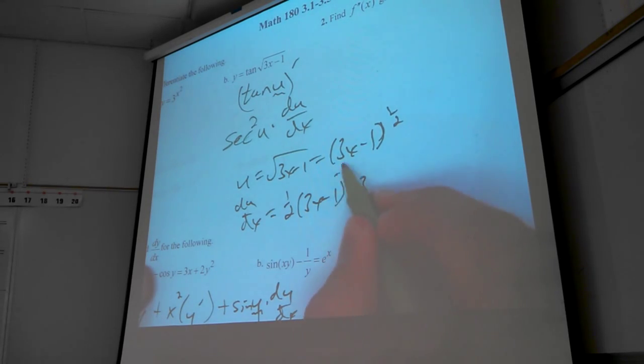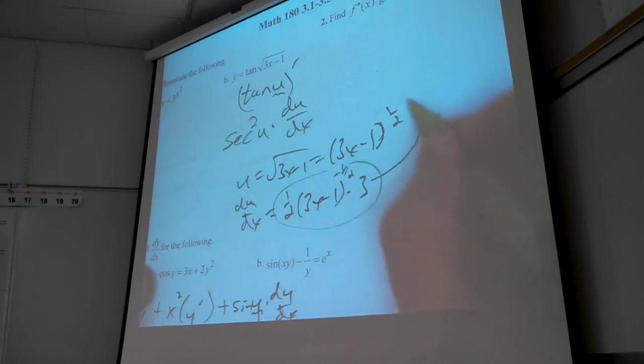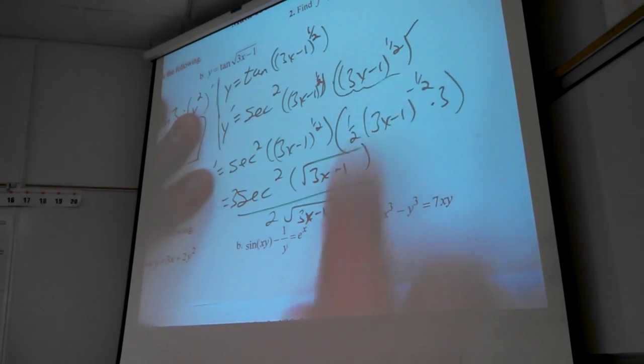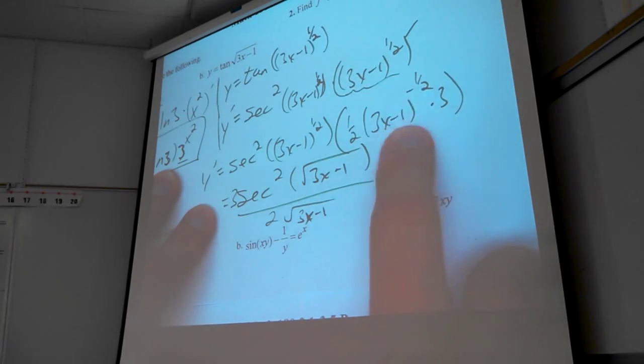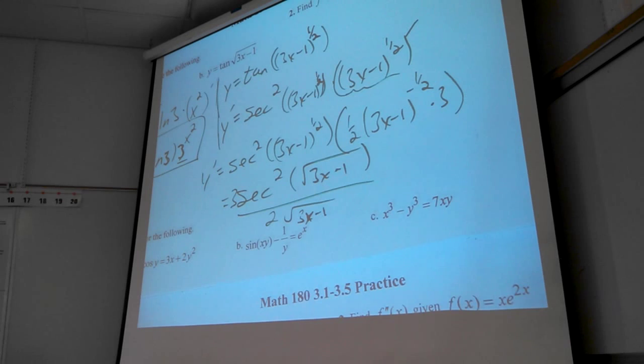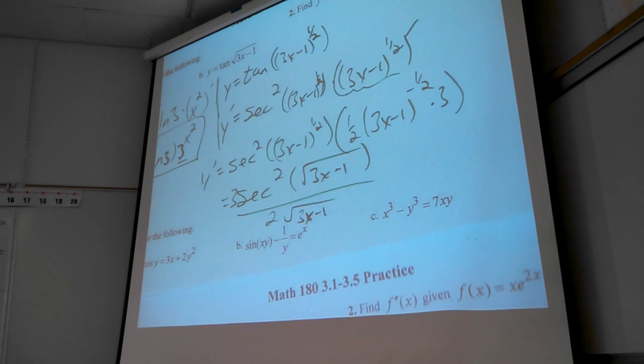Good. So all this stuff would have to go here in place of that. And that's exactly what we got. That's where that came from, the derivative of u, the derivative of the inside. I'm having trouble saying derivative. Does that make sense?